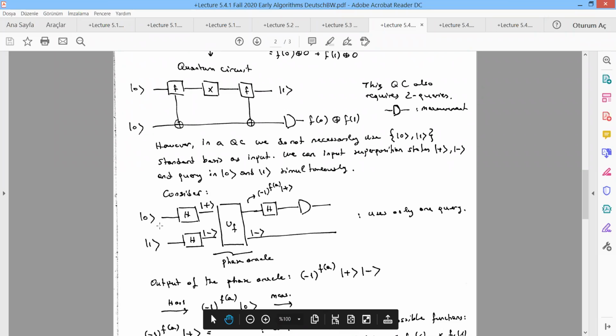So let's suppose now, again, we have ket0 and ket1 in the input, but now we also have Hadamard gates, to convert this ket0 and ket1 to ket plus and ket minus superposition states. And we apply the phase oracle that we discussed previously. And again a Hadamard on the first qubit, and we make a measurement. So let's analyze the circuit, how we can use it to achieve some speedup with respect to the classical case.